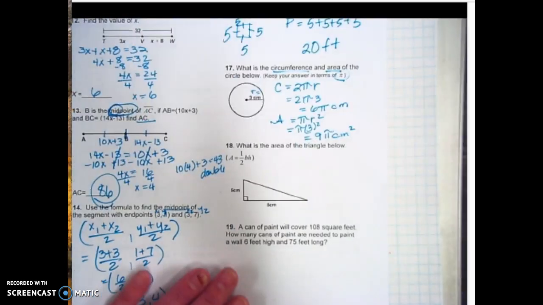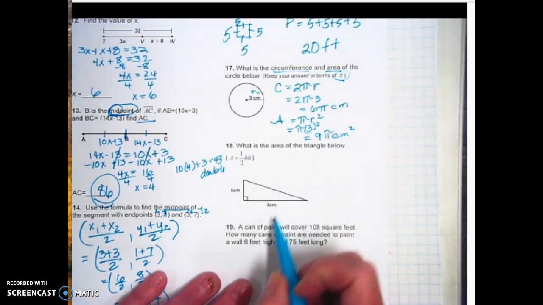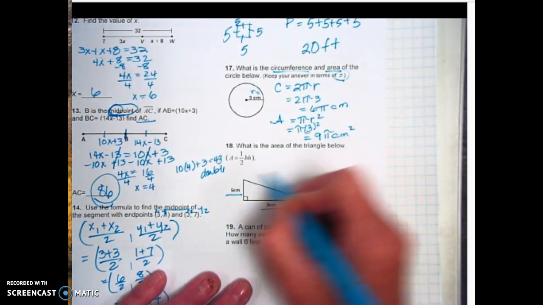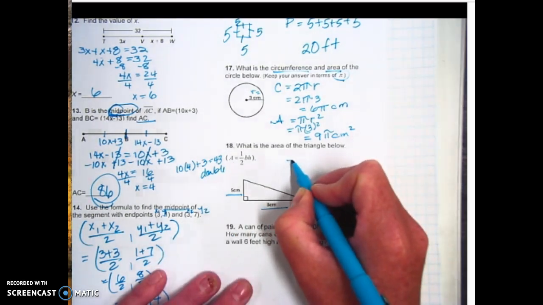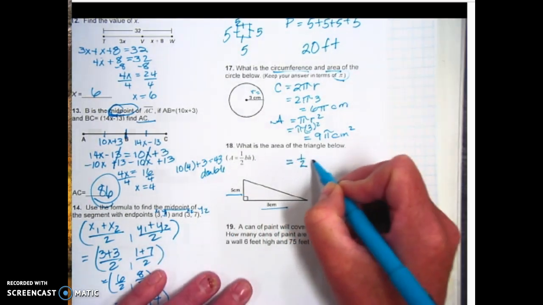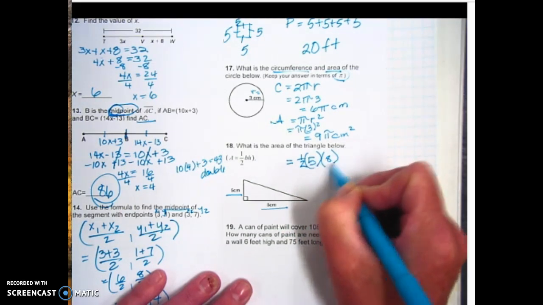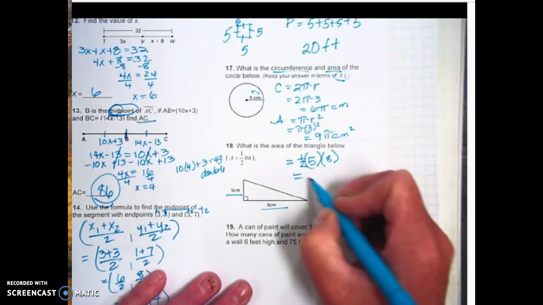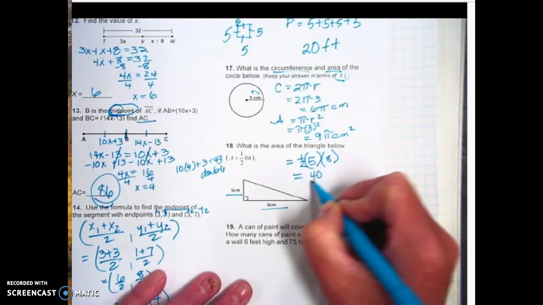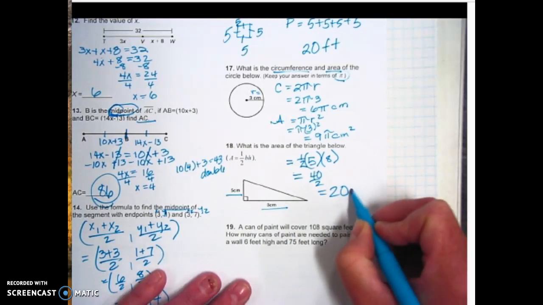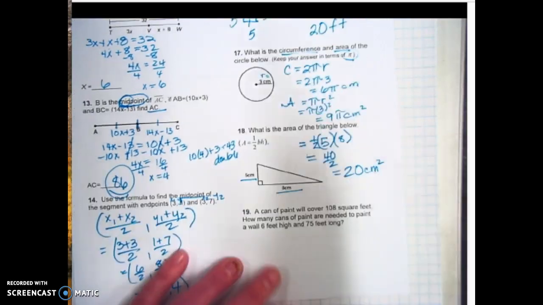All right. Number 18, what is the area of the triangle below? We need base and height. So here's your base, here's your height, and then we're going to divide by 2. So we should have 1/2 times 5 times 8. I know 5 times 8 is 40, so I'm going to take 40 and divide it by 2. I get 20, and the measurement units is centimeters squared.